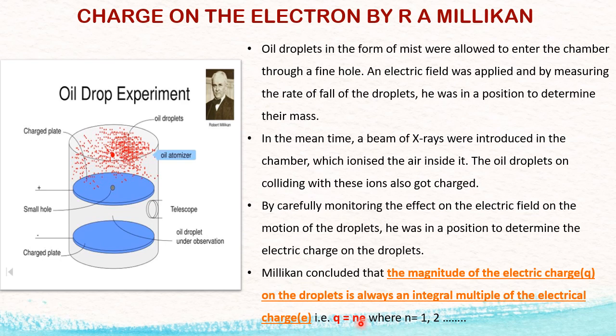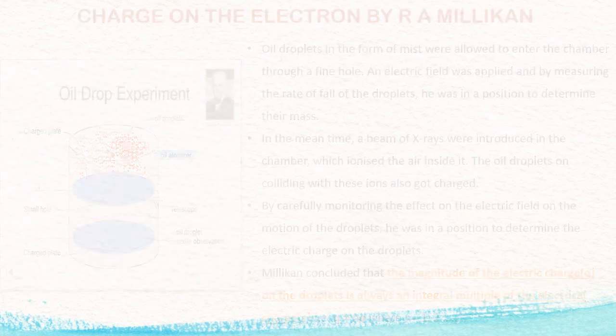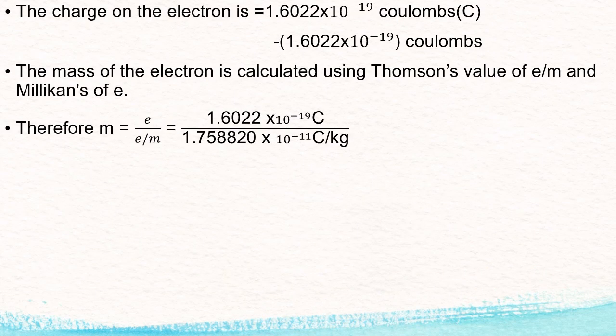So, in this way, he took the value for the charge, which comes out to be 1.6022 × 10^-19 coulombs, and the negative sign indicates negative charge. So it is taken as -1.6022 × 10^-19 coulombs. Using this charge value by Millikan, and the e/m value from Thomson, he calculated the mass of the electron, which comes out to be 9.1094 × 10^-31 kilogram, which is very small, but it is there.